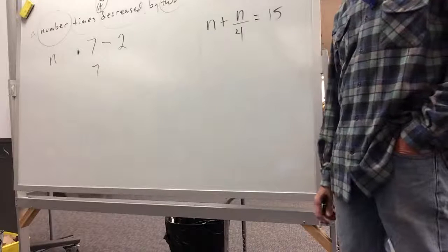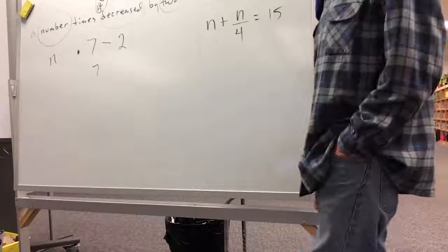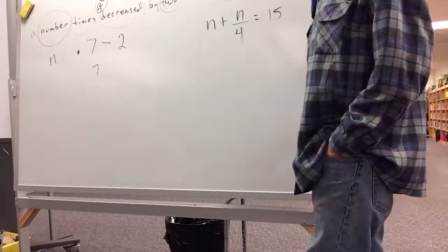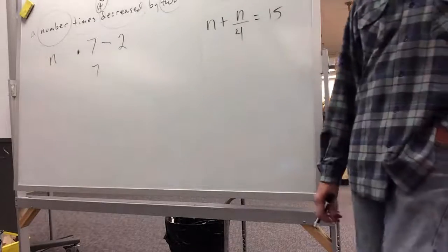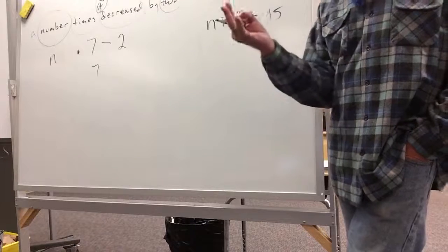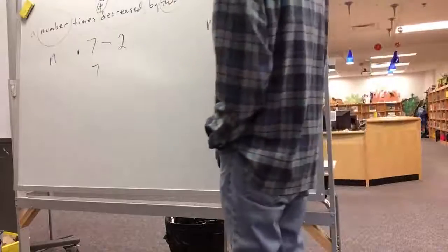So it's gotta be 7. No, it's gotta be like 14, or six, and 12? Oh, yeah. What's 1/4 of 12? 3. So 12 and 3 is 15, yes? Yeah. Okay.